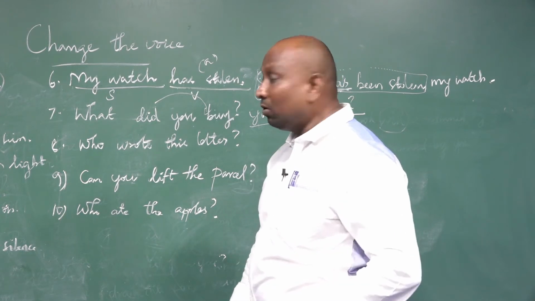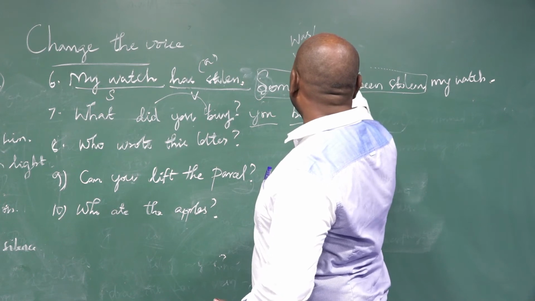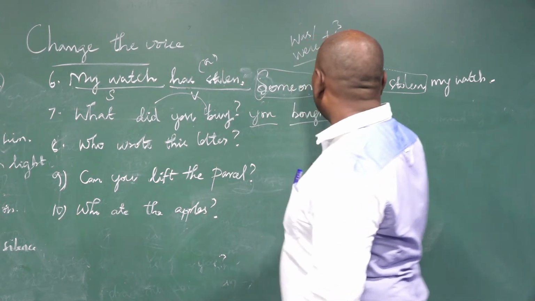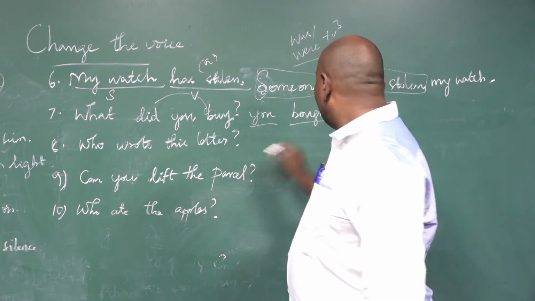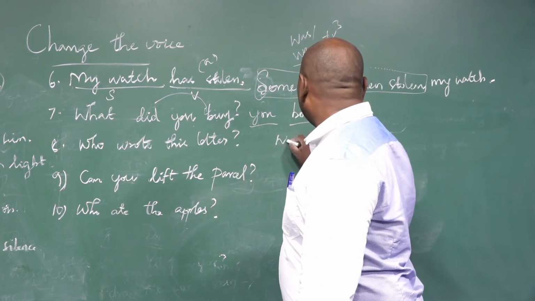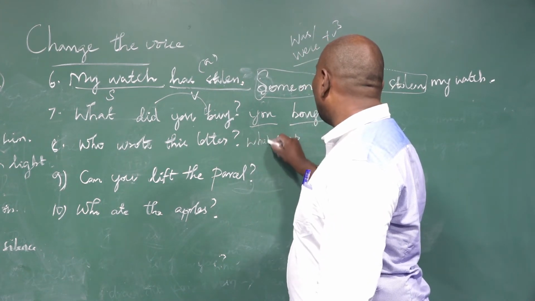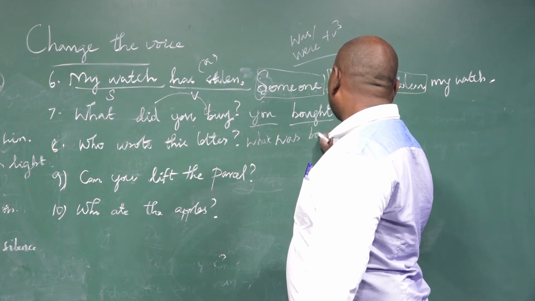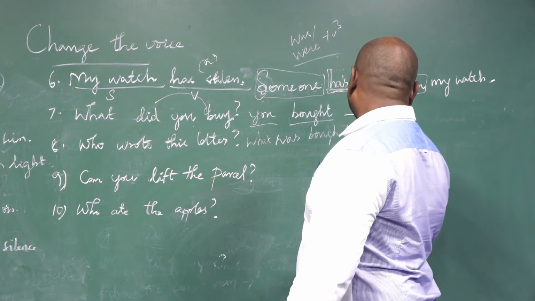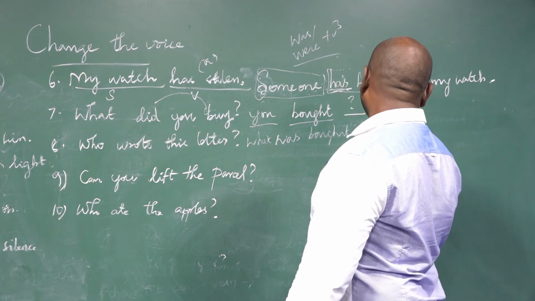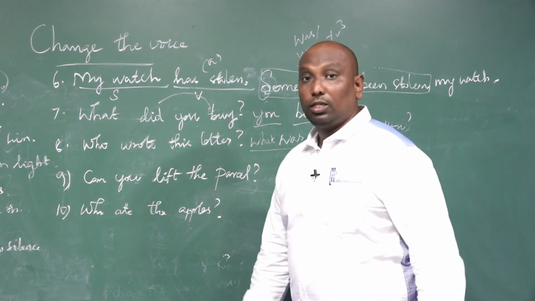So what is required for simple past? Was or were plus verb third form. So what are the three forms of buy? Buy, bought, bought. So we have to add was, and add this question directly. What was bought by you? So this is the answer. What was bought by you? This is the way we have to write.